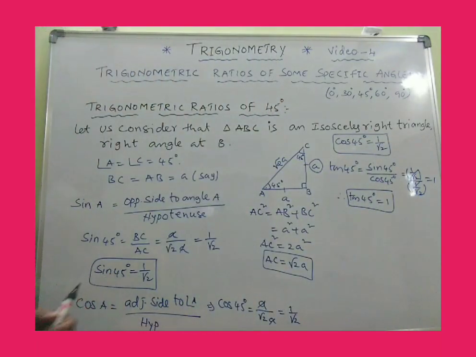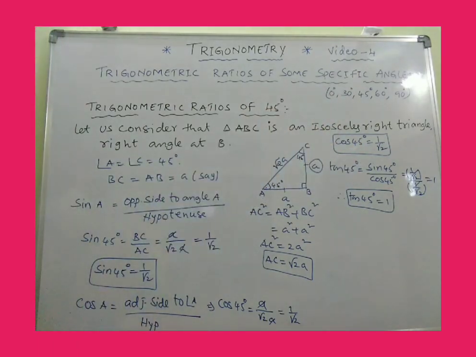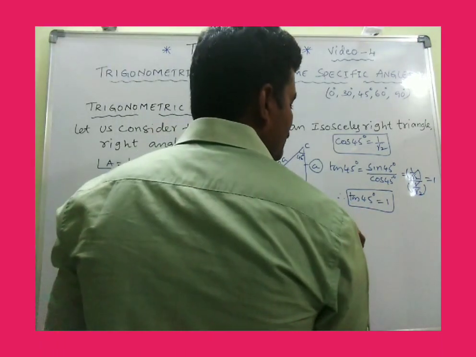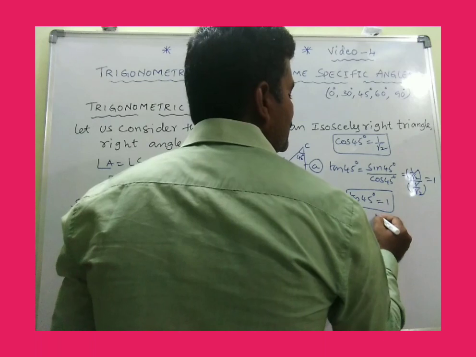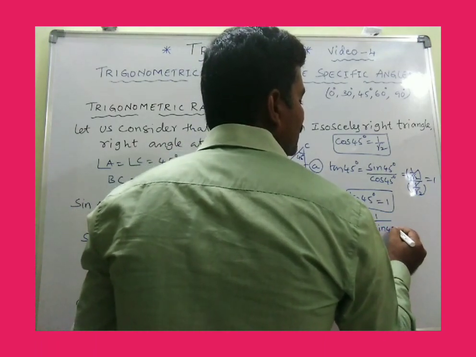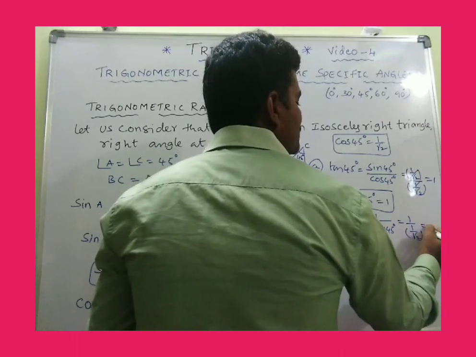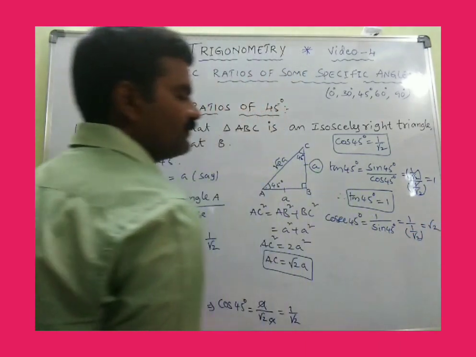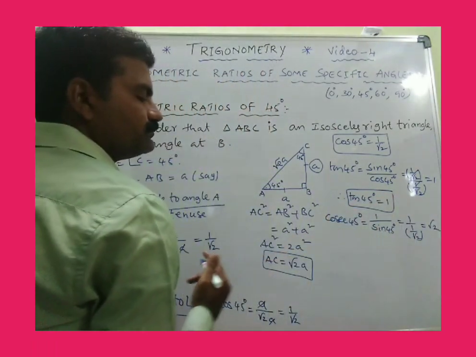Right? So sin 45 is 1 by root 2, cos 45 degrees is 1 by root 2, whereas tan 45 degrees is 1. Now, can you tell me cosecant 45 degrees? Cosecant is nothing but 1 by sin 45, I can write it. 1 by 1 by root 2, which is equal to root 2. Hence cosecant 45 degrees is equal to root 2.